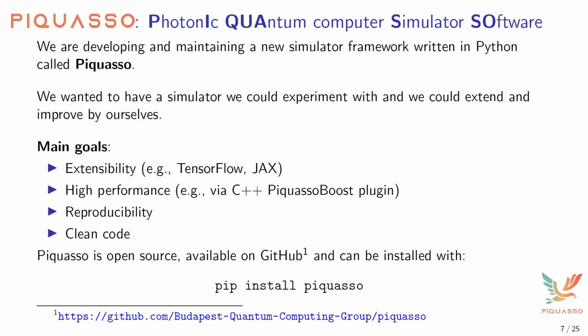The main goal of this is extensibility. For example, we can use not just NumPy or Numba, but TensorFlow and JAX, which are common machine learning frameworks. It also has high performance, for example with the C++ Piquasso Boost plugin. It can also be reproducible, and it has clean code as far as I'm concerned. Piquasso is also open source. It is available on GitHub, and you can simply install it with pip install piquasso.